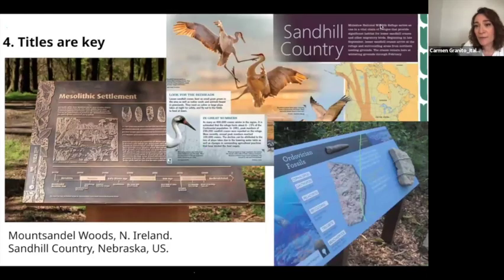So this is why, as I was saying, titles are quite key in a panel. These panels all look quite nice. You can see the design is really nice, nice pictures, nice timeline. However, what do you think of the titles? Just share your impressions in the chat box.